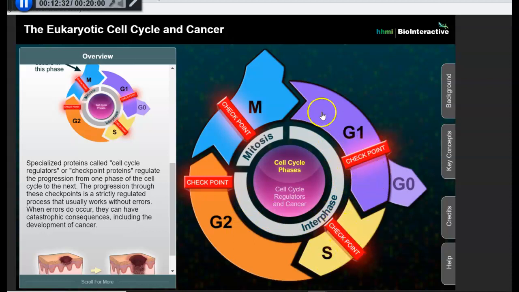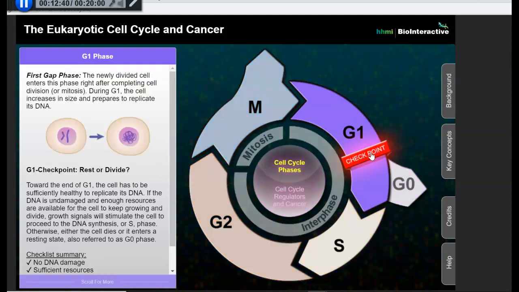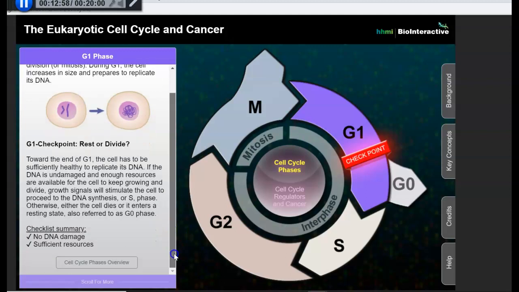So we're looking at, first of all, G1 during interphase. And we can look at this cell cycle and understand that this is a checkpoint that is going to determine whether or not this cell is healthy enough to move on into the S phase. So here's a little short checklist summary. If there's no DNA damage and there's enough resources, then this cell can go on into the next phase. So that's that G1 checkpoint.